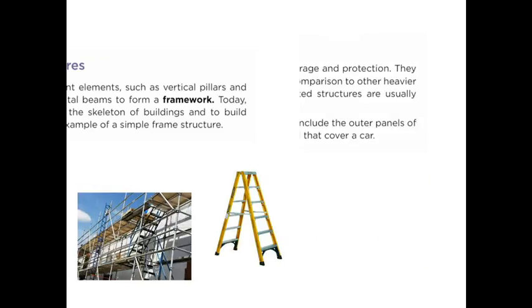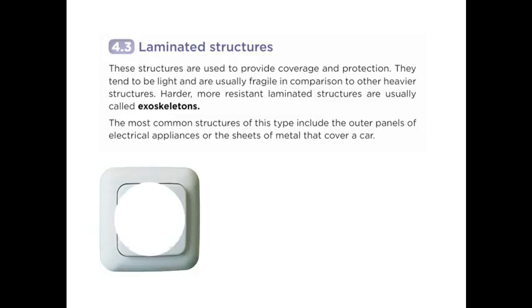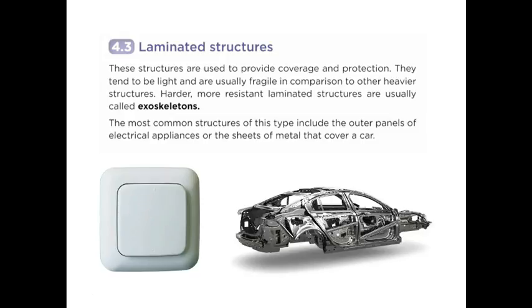4.3. Laminated structures. These structures are used to provide coverage and protection. They tend to be light and are usually fragile in comparison to other heavier structures. Harder, more resistant laminated structures are usually called exoskeletons. The most common structures of this type include the outer panels of electrical appliances or the sheets of metal that cover a car.